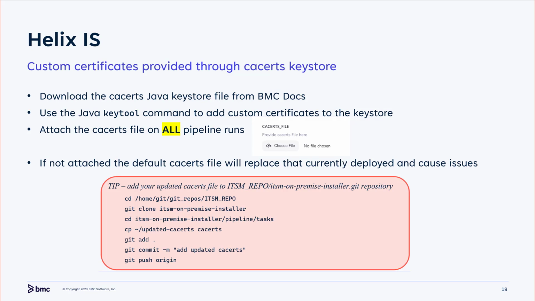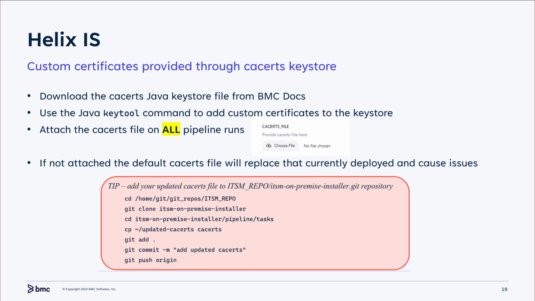If you forget to attach that CA certs file, the config map, the secret that's in the Helix IS namespace where that's stored, will be overwritten with the default out-of-the-box CA certs file, which doesn't include your certificates. And at that point, you'll start to get authentication issues from the IS applications because they are no longer able to talk to our SSO. They need your custom certs to be able to talk to our SSO for validation and logging in. So you will start to see errors.